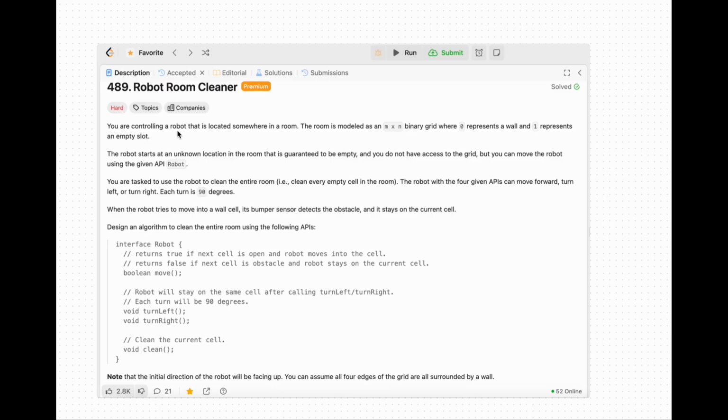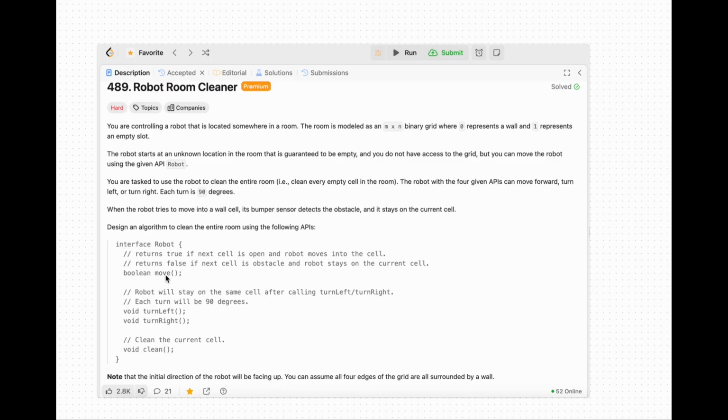A robot can be represented by its location and the direction the robot is facing in the room. Now, our task here is to use the robot to clean the entire room. A robot can do 4 actions, which are represented by this robot interface.